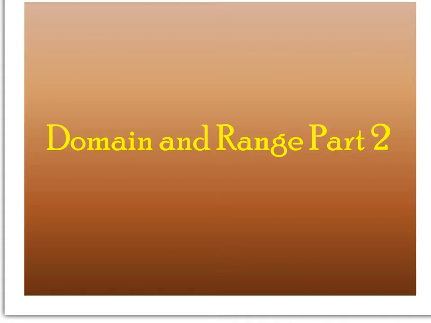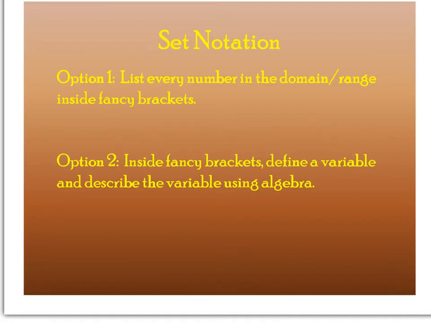It's Domain and Range Part 2. Let's lift up our tab called Set Notation, and we're going to talk about two options for doing set notation when you are writing your domain and range. Option 1 is to list every number in the domain and range inside the fancy brackets. That's like what we were doing when we were writing the domain and range from the different representations for relations, okay? Then there's option 2.